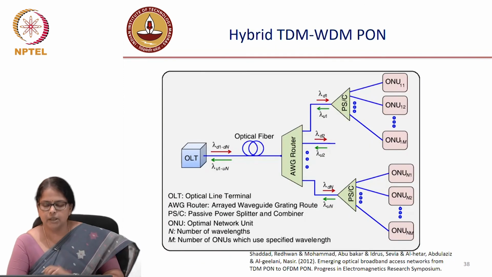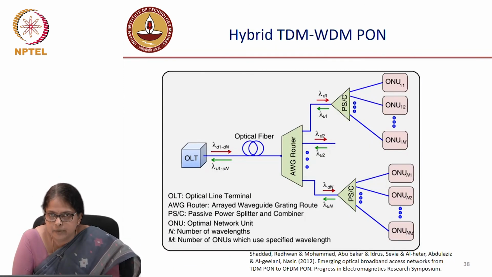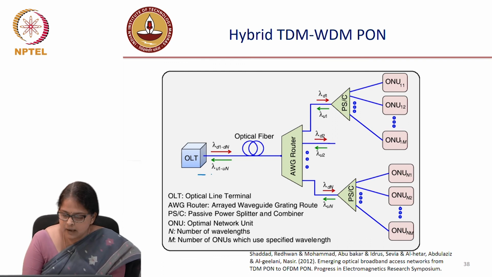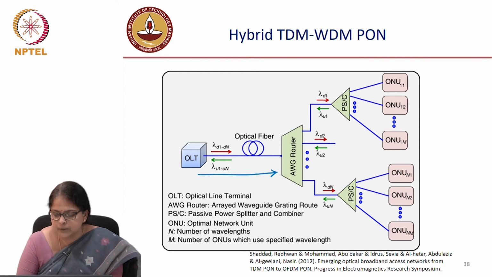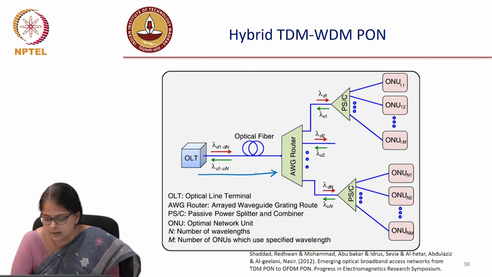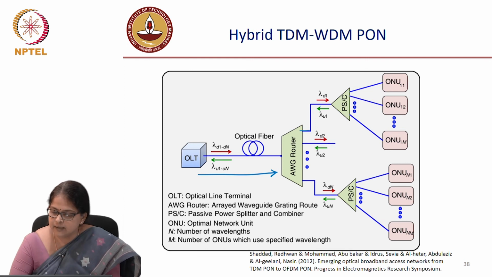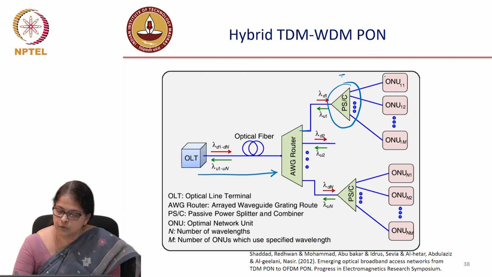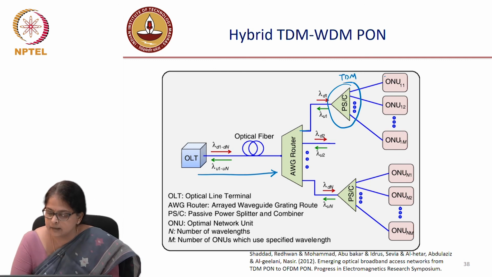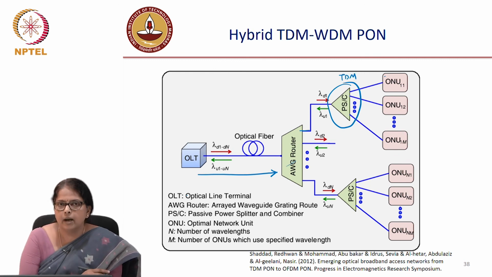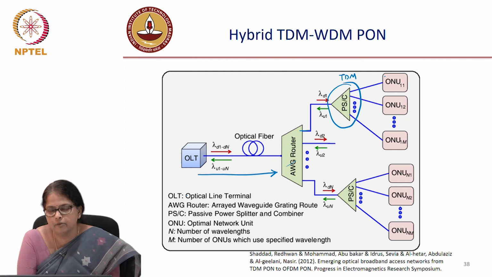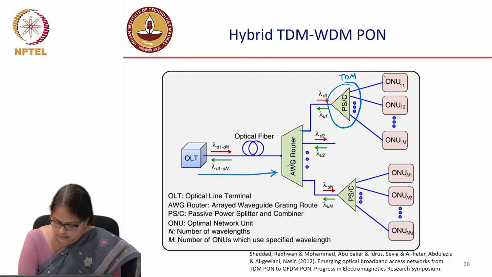So what is emerging is a hybrid TDM WDM PON, where you could have downstream and upstream traffic which has multiple colors, and then there could be an arrayed waveguide grating router which splits the different colors, and then you have a passive splitter which will split it into multiple users. So your TDM happens here, and then you can also have the WDM. So this is kind of making use of both the TDM and WDM.